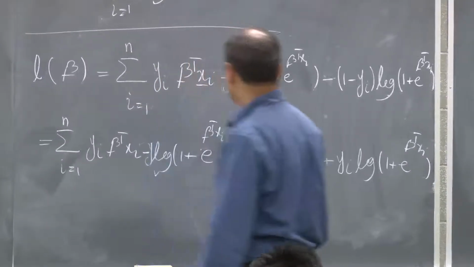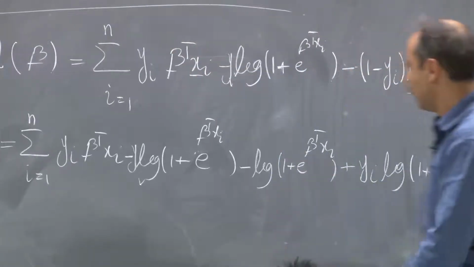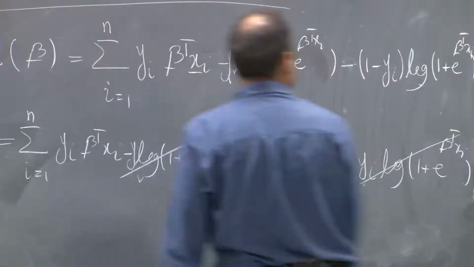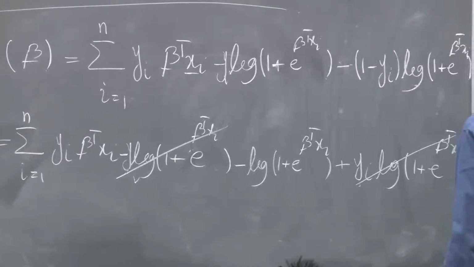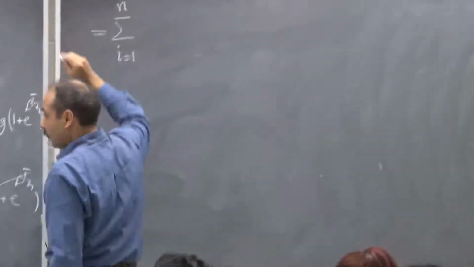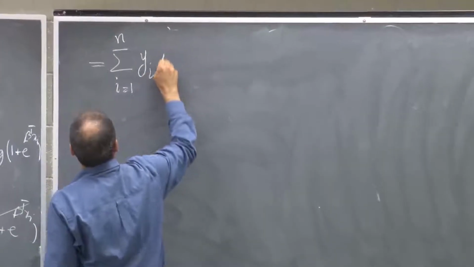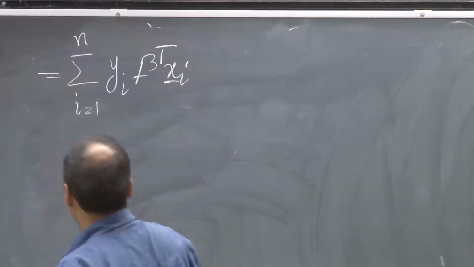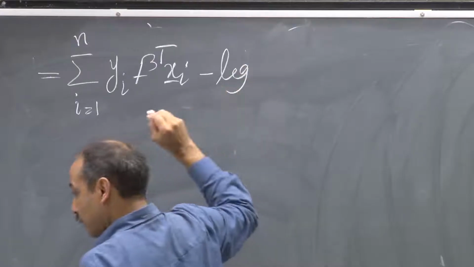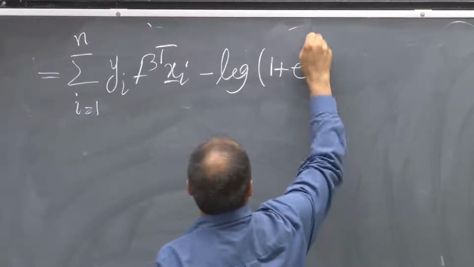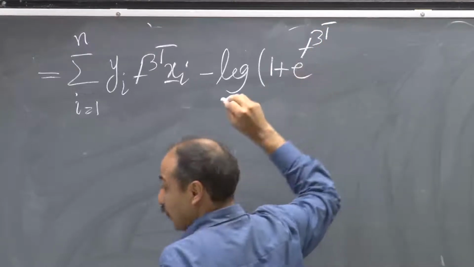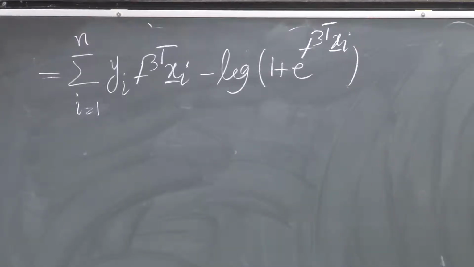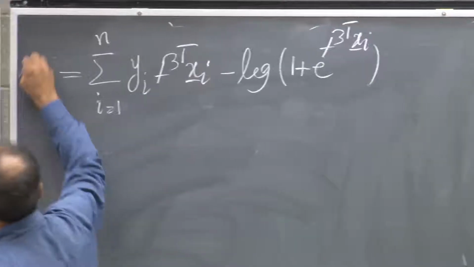Okay. Yes, there's a yi here because we take like... So I have this term. Cancel this term. So it's sigma yi beta transpose xi minus log 1 plus e to the power of beta transpose xi. Okay, that's my log likelihood, and I have to maximize this.